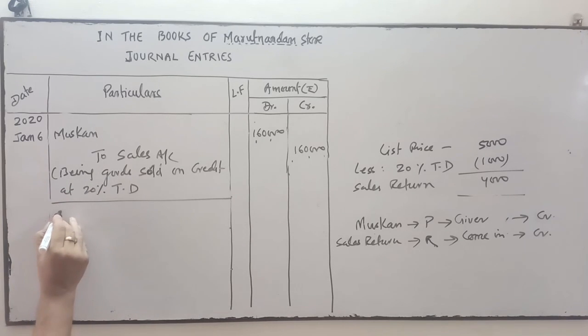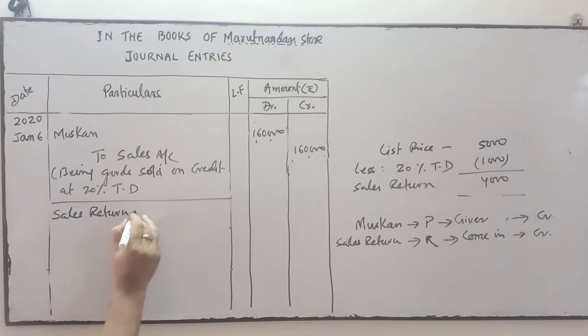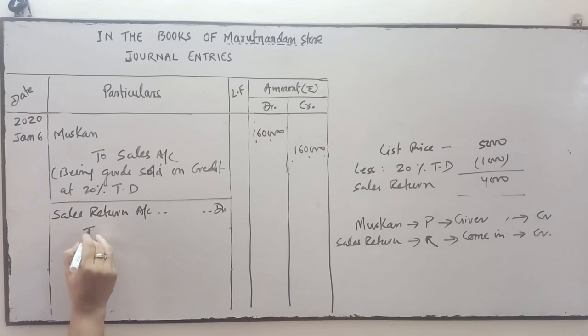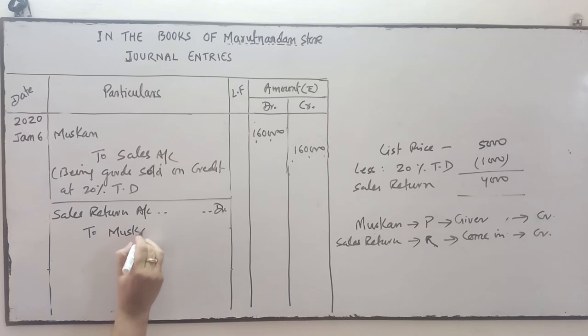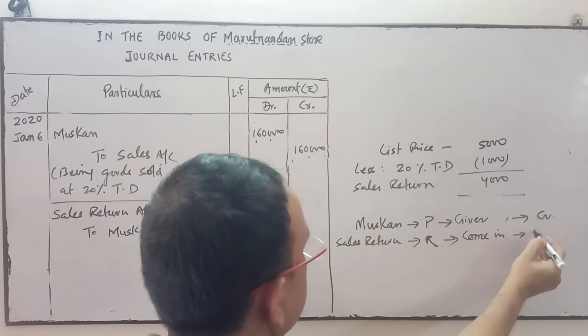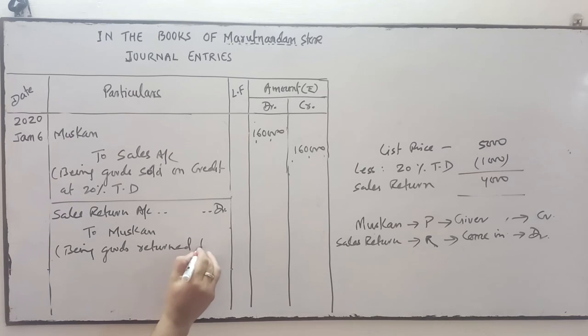So sales return account debit. Sales return is also known as return inward. So sales return account debit to Muskan account will be credited. You see the Muskan account is credited, and sales return account is debited because it comes in. So narration will be very simple: being goods returned by Muskan.